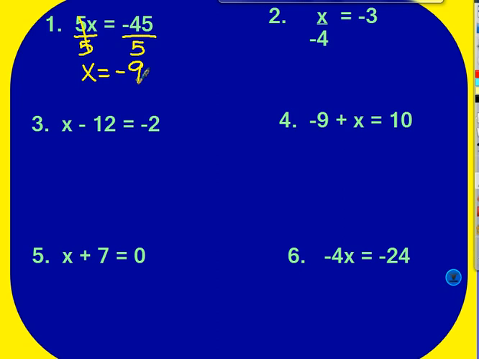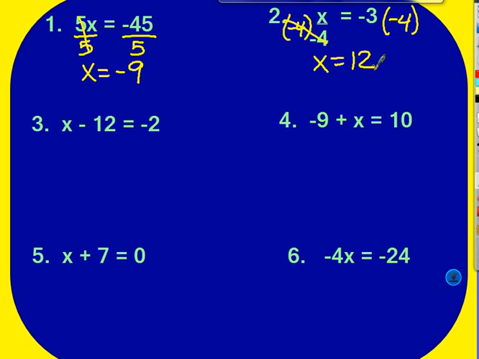Example number 2 illustrates division in the problem. I will use multiplication to undo the division. By multiplying both sides by negative 4, I got the x, the variable, by itself. And negative 3 times negative 4 gave me positive 12. So my solution is x equals 12.